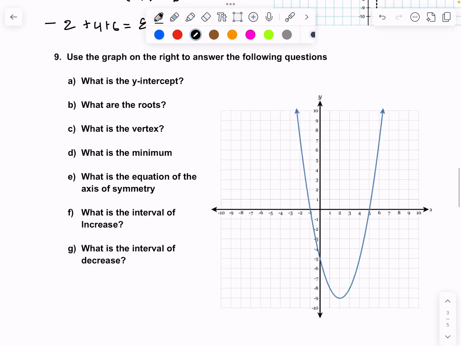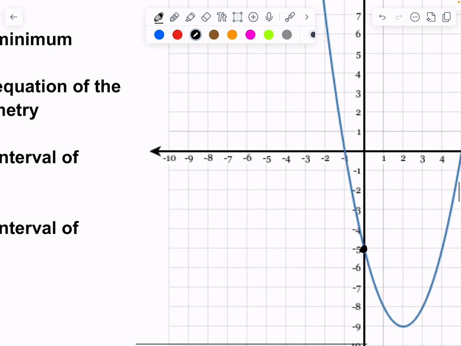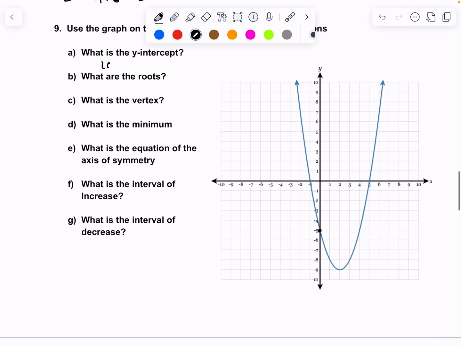Okay, here we're just doing some vocabulary. The y-intercept's where it crosses the y-axis. That looks like right here, which is 0, negative 5. The roots is where it crosses the x-axis. That's right here, which is negative 1, 0. And right here, which is 5, 0.